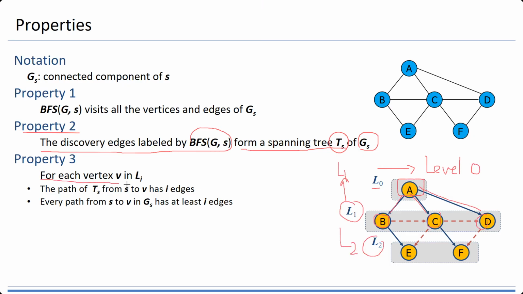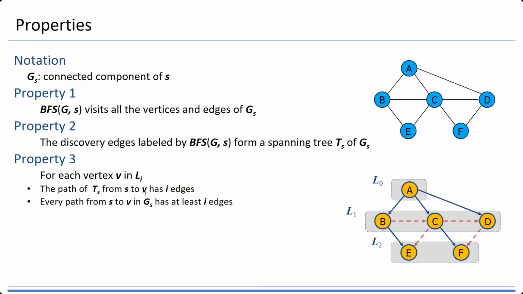So for each vertex V in Li, so for every vertex in L0 or L1 or L2, the path of TS from S to V has i edges. So if you look at this one, from A to level 1, we have i edges. If it is from S to V, it has i edges. If it is the spanning tree, it has 3.